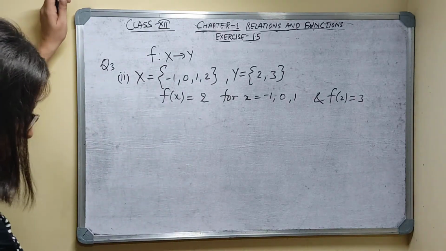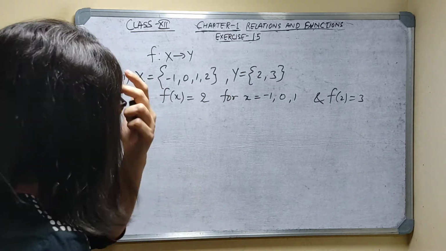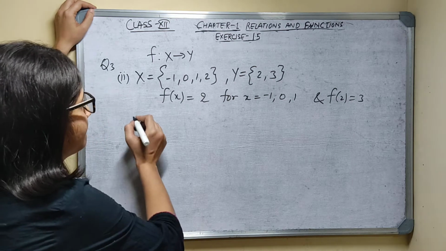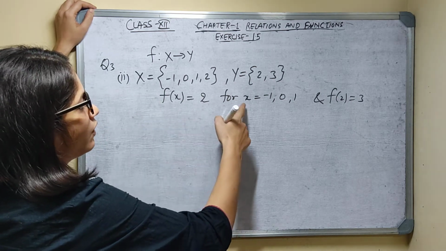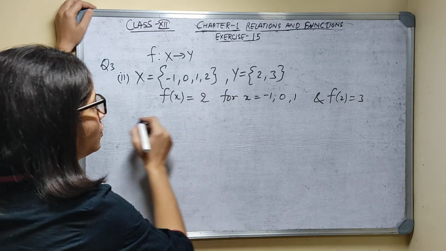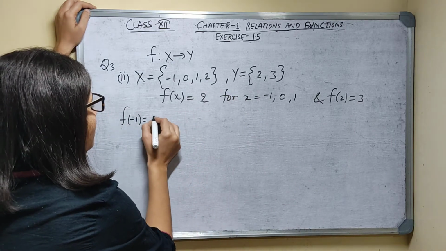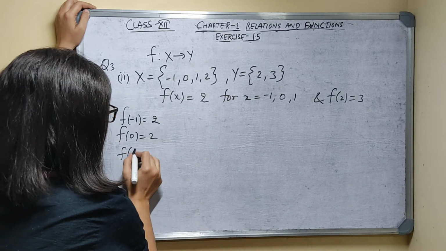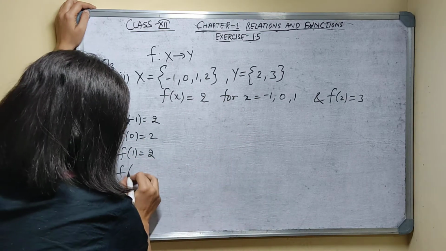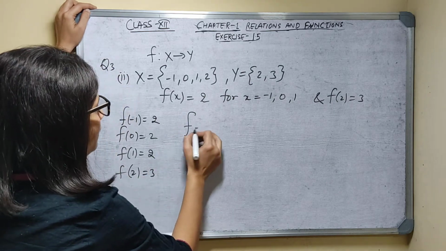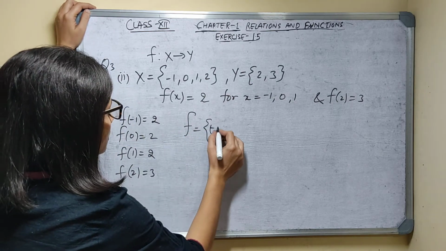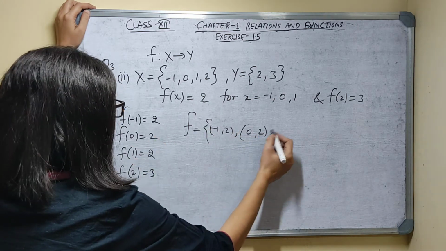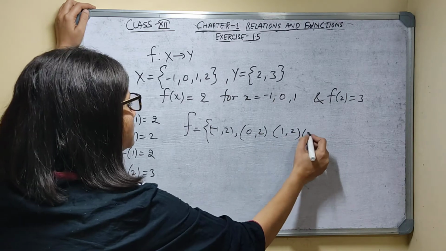So is it one-one or not? Tell me. You see, f(x) is 2 for x equal to minus 1, 0, 1, which means f(minus 1) is equal to 2, f(0) is equal to 2, f(1) is equal to 2, and f(2) is equal to 3. These are all given. It means the function will be (minus 1, 2), (0, 2), (1, 2), and (2, 3).